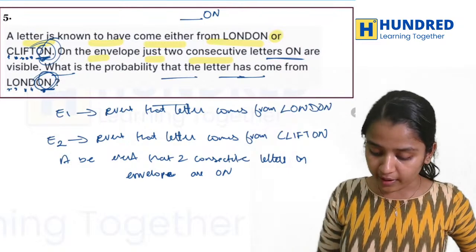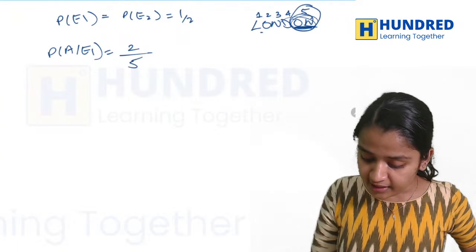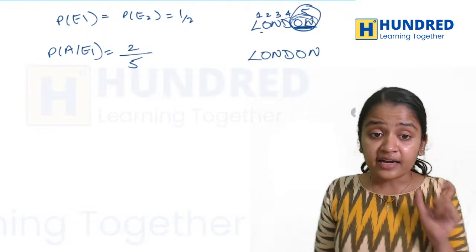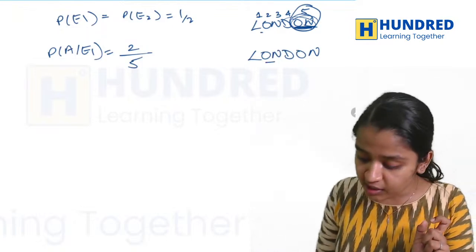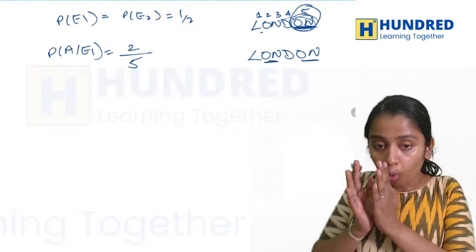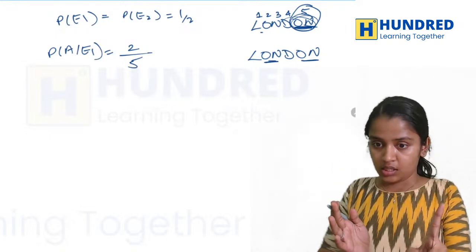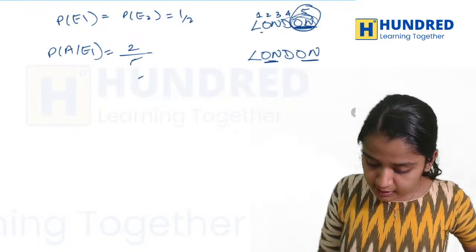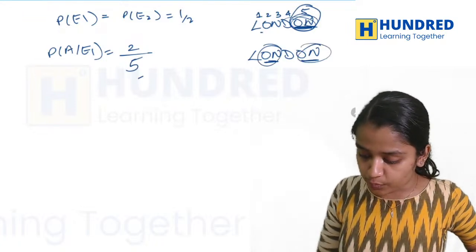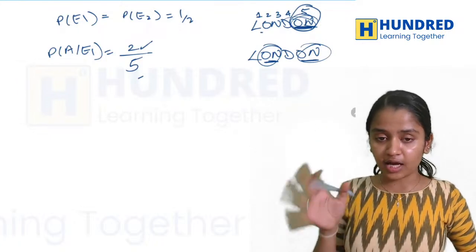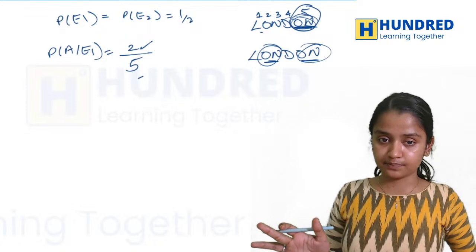Why am I putting 2? Two consecutive letters ON: look at London, there is one chance here and one chance here. So I'm keeping my ON as one thing. So out of 5, finding these two gives 2/5. I hope you get it. No Nandhini, are you clear how 2/5 came?